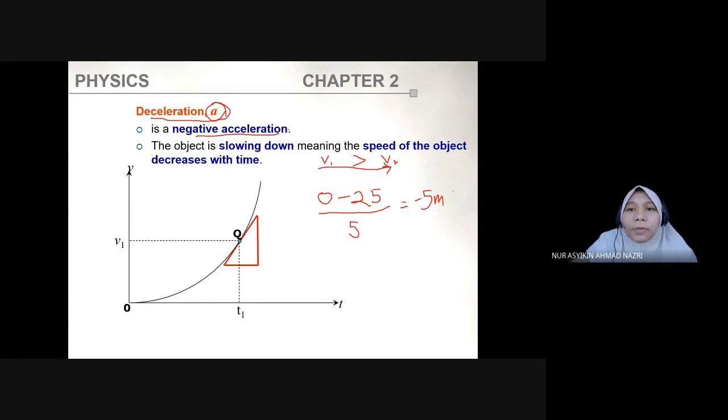Patutlah dia kata negative acceleration. Okay, so nampak tak? Kita dapat negatif. Okay, so kita cuba ambil case yang dia jalan straight. Okay, contoh dia jalan kosong. Boleh tak kosong? 25 lah. Okay, 25.